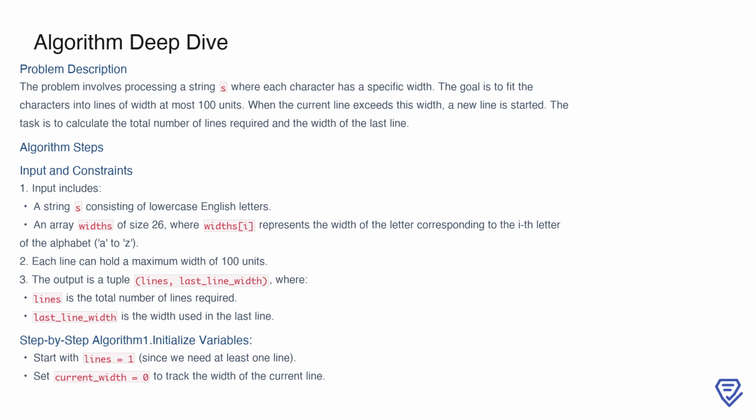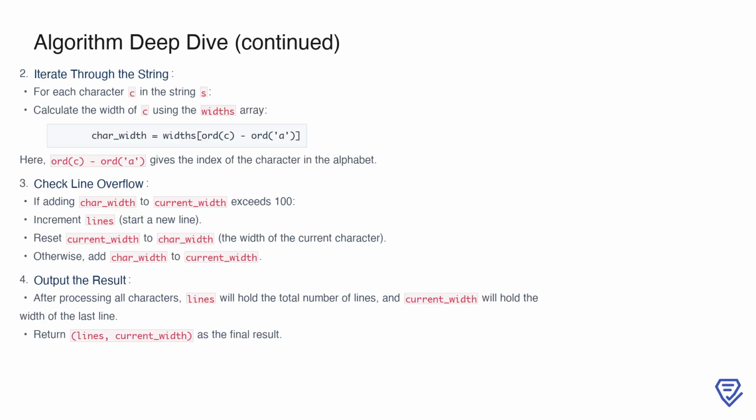To solve this, we initialize the variable lines to 1, since at least one line is always required, and current_width to 0, which will track the width of the current line as we process the string. To calculate the number of lines and the width of the last line, we iterate through the string one character at a time. For each character c, we determine its width using the widths array. This is done by subtracting the ASCII value of 'a' from the ASCII value of c, which gives the index for that character in the widths array.